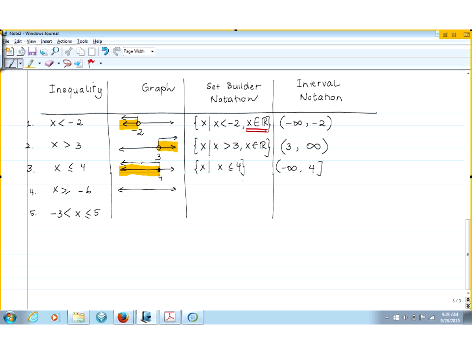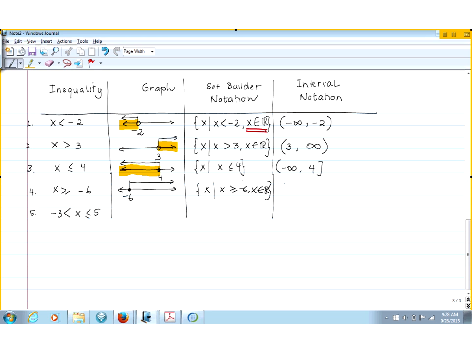Now x is greater than or equal to negative 6. So open or closed at negative 6? Closed. The arrow will point to the right, because this is greater than or equal to. So the set builder is x such that x is greater than or equal to negative 6. Can I write x is an element of real numbers? Yes, it's optional, just like number 3, because we already assume that x is a real number.